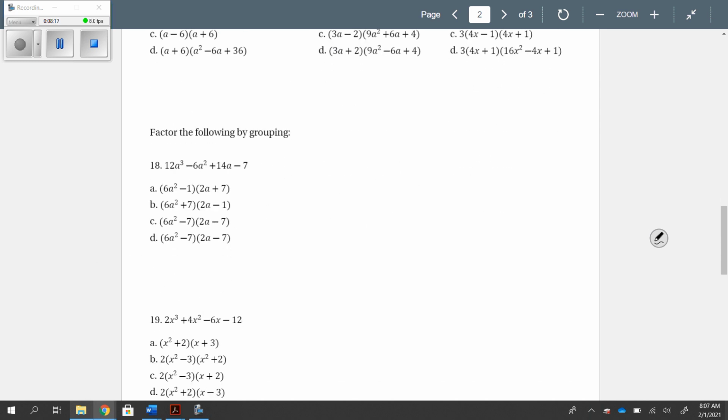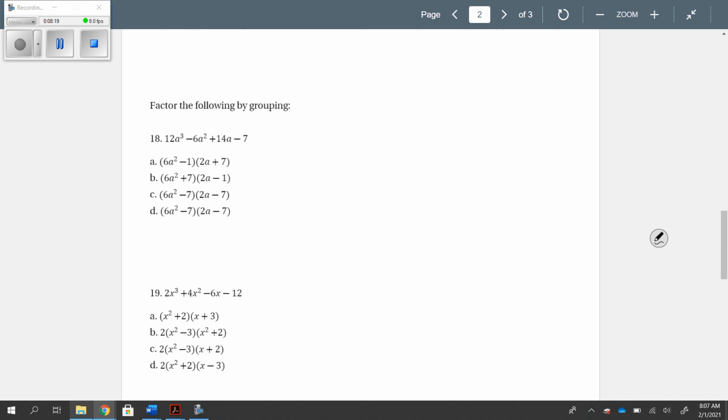Moving on. Factor the following by grouping. All right, there's also a little trick to this too. You can't get the answer every single time like this, like how we just earlier narrowed it down to 1 and immediately got the answer. But you can help eliminate, okay?